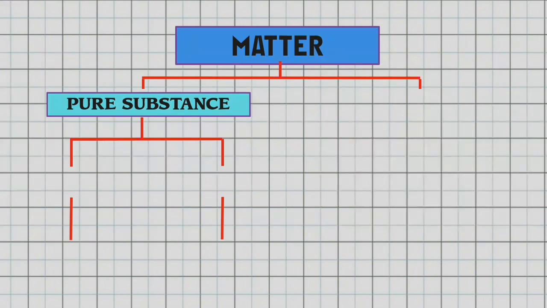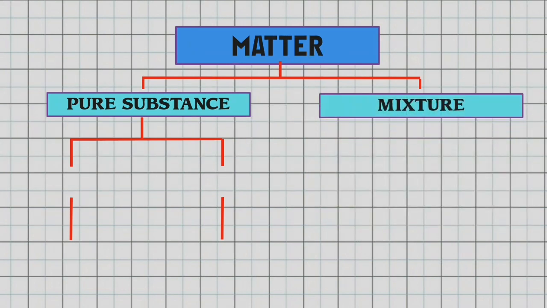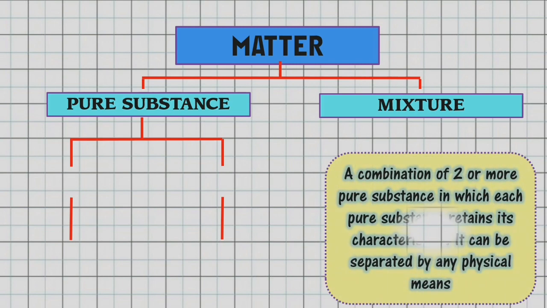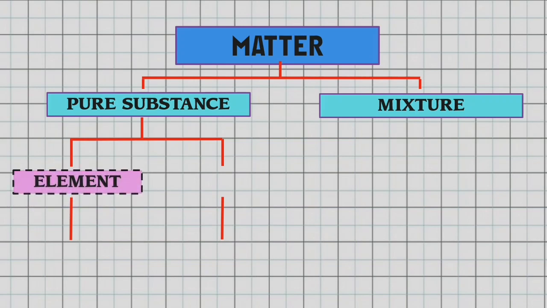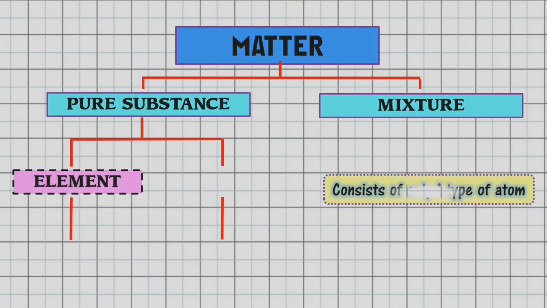The other one is mixture. Mixture was already discussed in your previous grade level, so we will now focus on the pure substance, specifically the atoms. Mixture is a combination of two or more substances that can be separated using physical or mechanical means.